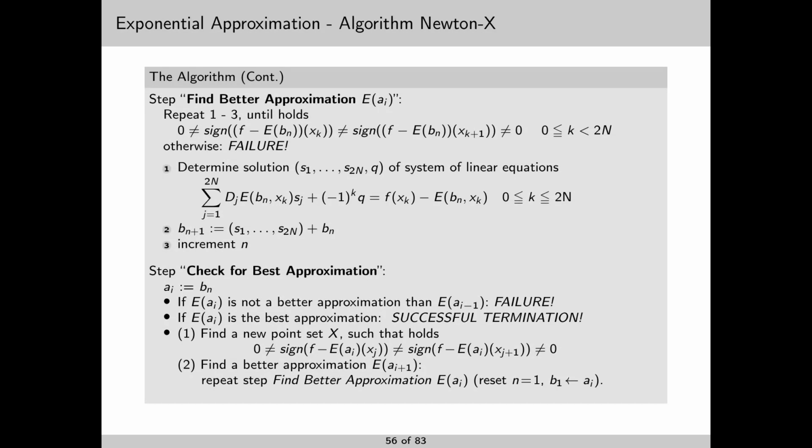Check whether e of ai is a better approximation than the previous one. If it is not a better approximation, the algorithm terminates with failure. If it is the best approximation, then we are done. Otherwise, that is, if it is not the best approximation, find a new point set X with this property and repeat step find better approximation with ai as starting vector b1.